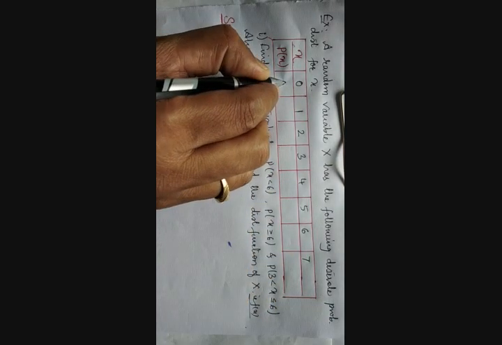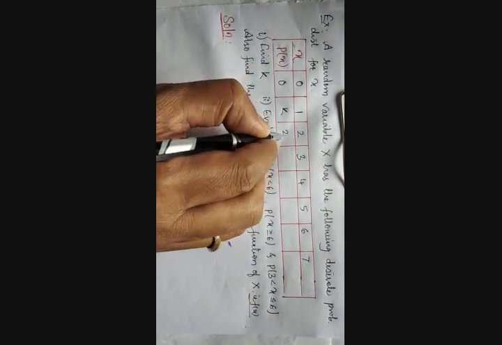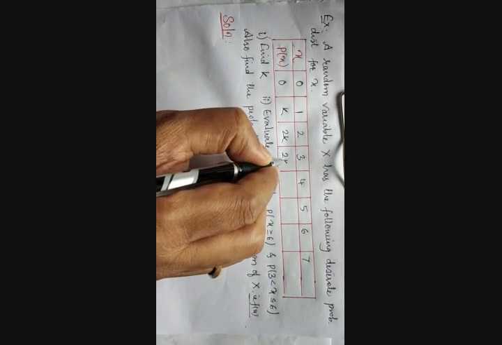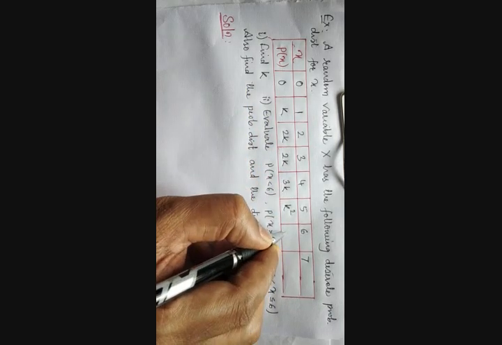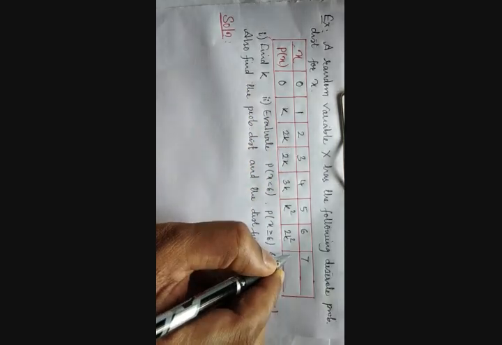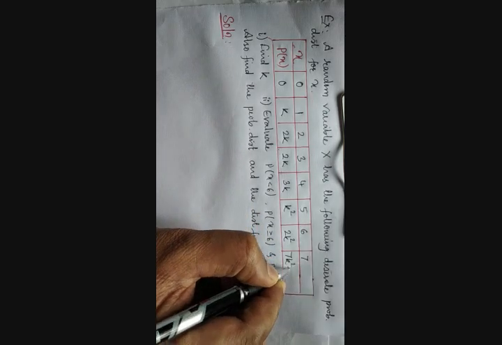The values are 0, k, 2k, 2k, 3k, k square, 2 times k square, 7k square plus k. Then we need to find the value of k. Then we need to evaluate the probability of x less than 6, x greater than or equal to 6, and the probability of x lies between 3 and 6. And also we need to find the probability distribution.